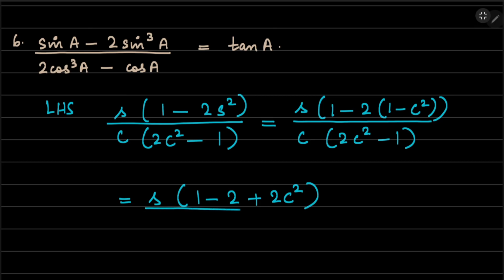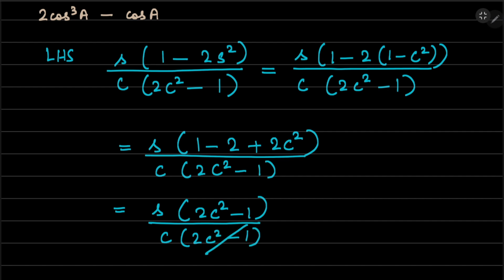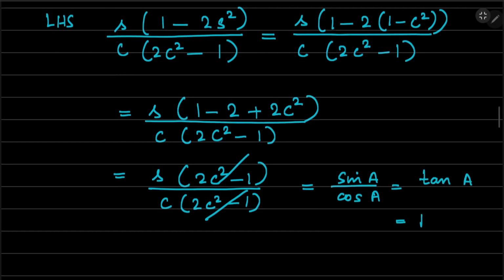Whole divided by cos A into 2 cos square minus 1. So here you have sine multiplied by 2 cos square, minus 2 plus 1 is minus 1, divided by cos A into 2 cos square minus 1. So this 2 cos square minus 1 gets cancelled in the numerator. What you are left with is sin A by cos A, which is equal to your tan A. That's nothing but your RHS, hence proved.